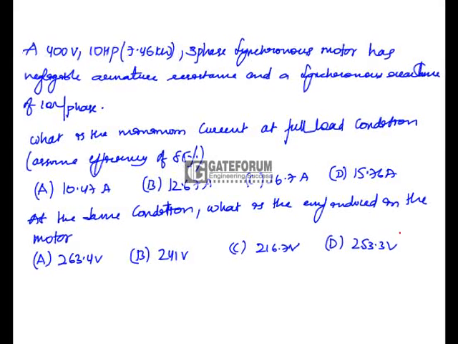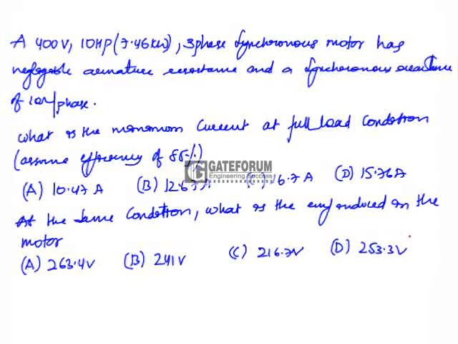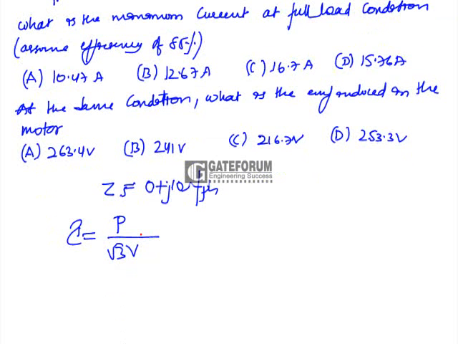A 400 volts, 10 HP, 7.46 kilowatt, 3 phase synchronous motor has negligible armature resistance and synchronous reactance of 10 ohms per phase. That means ZS is equal to 0 plus j times 10 ohms per phase. What is the minimum current at full load condition? Assume an efficiency of 85%. Now, current I is equal to power divided by root 3 times VL cos phi. What is the power? Input power is equal to output power by efficiency.